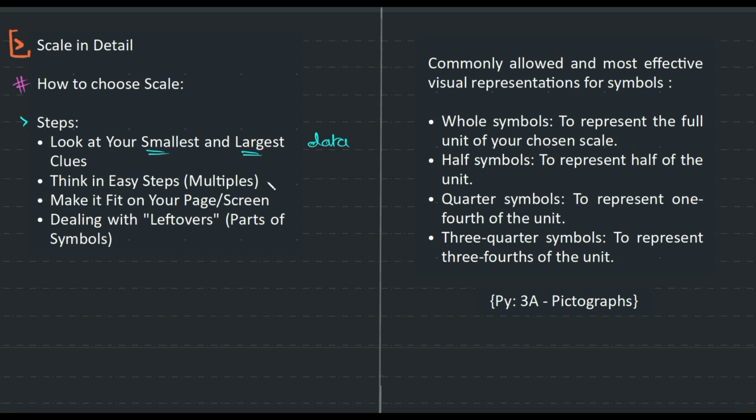Think in easy steps, that is, multiples. For example, if you have data of 100, 10, 25, 45, what would be easier to deal with? What kind of number should we use? Multiples of 5. If I take a scale which is a multiple of 5, then it's easier to represent. So basically, you have to take the LCM or the HCF of the given set of numbers.